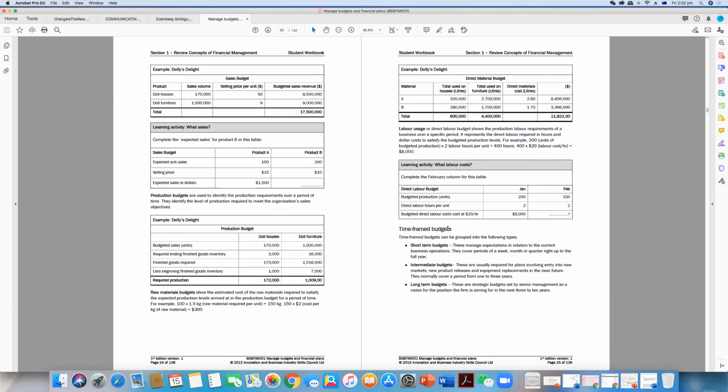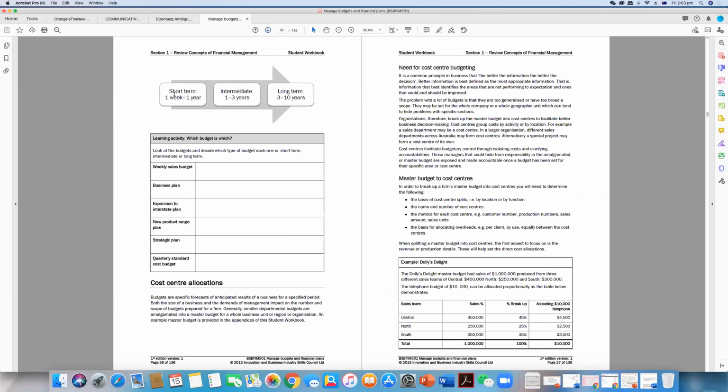Here's another example, the time frame of budgets. The short-term budget is from 1 week to a year, managing expectations in relation to current business operations. The intermediate budget is about 1 to 3 years, required when entering a new market. And the long-term budget is a strategic budget set by senior management as a vision for the company, aiming for the next 3 to 10 years. So that is the strategic, long-term budget. Next, the graph shows you the short-term, intermediate, and long-term budgets.